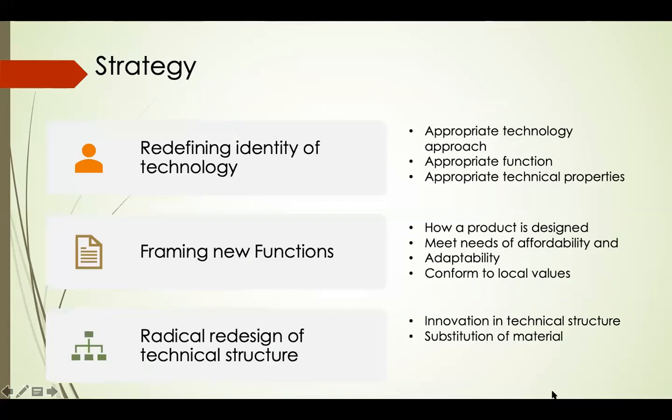So for strategy, we have 6 activities. The first of them is redefining the identity of technology. Here we look at an appropriate technology approach, and this is covered by 2 other aspects, which are appropriate function and appropriate technical properties. Appropriate function will cover how technology will be used for the user's needs, and appropriate technical properties mean that the technology should have the characteristics and structure to perform the function. So these 2 aspects will reflect appropriate technology.